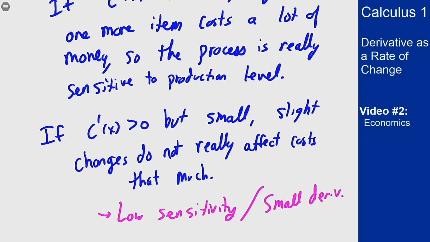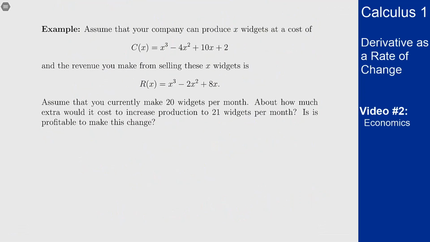Let's now look at an example with an economics problem. Assume your company can produce x widgets for a cost given by this function, x cubed minus 4x squared plus 10x plus 2, and the revenue you make from selling these is x cubed minus 2x squared plus 8x. Assume you currently make 20 per month. About how much actually would it cost to increase to 21? And is it profitable to make that change?